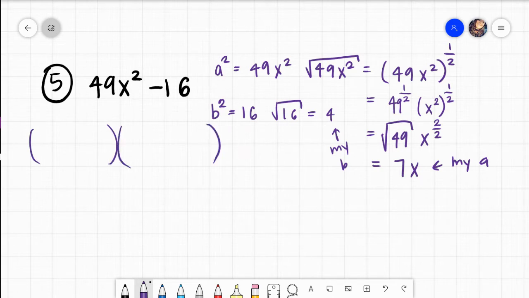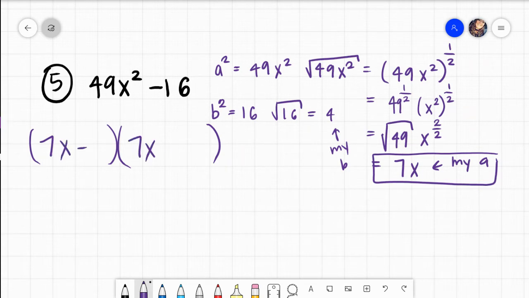Our a is what goes in front right there, and our a is our 7x. I do not care which one's negative or which one's positive.